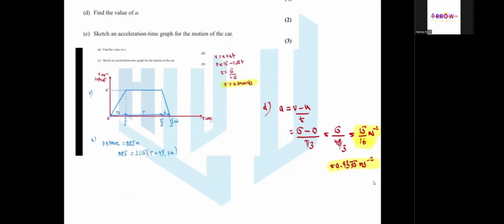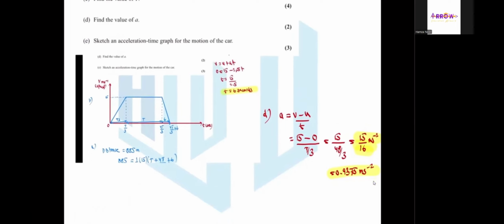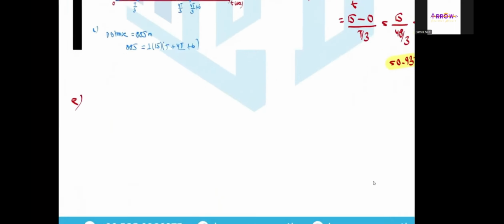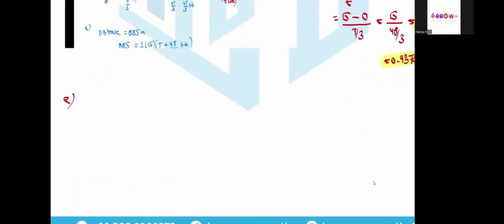All right. Then in part E, we need to sketch an acceleration time graph for the motion of the car. So it's very simple. We have three stages of the journey. In the first stage, we will have a positive acceleration. In the second stage, when the speed is constant, acceleration will be zero. And in the last stage, you will have deceleration, so the value of deceleration will be a negative value. So here I'm going to sketch the acceleration time graph.